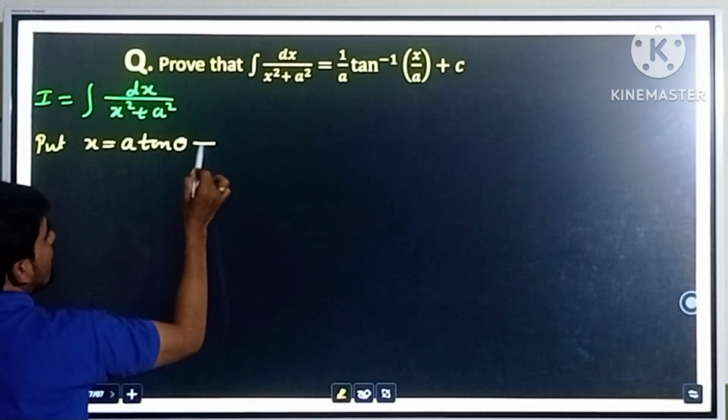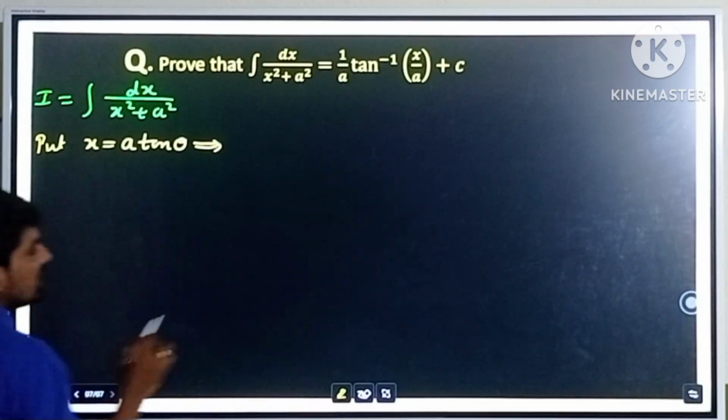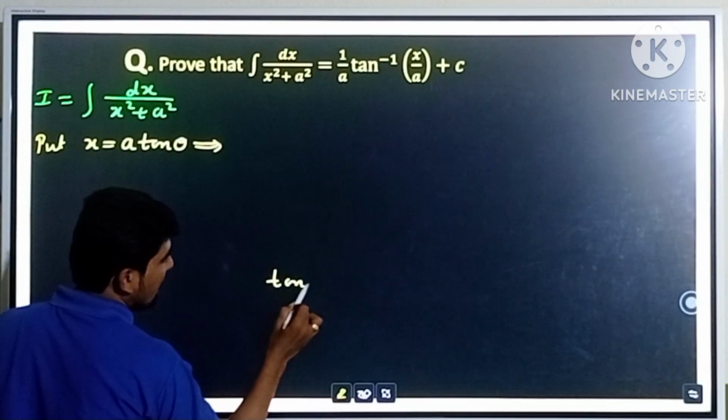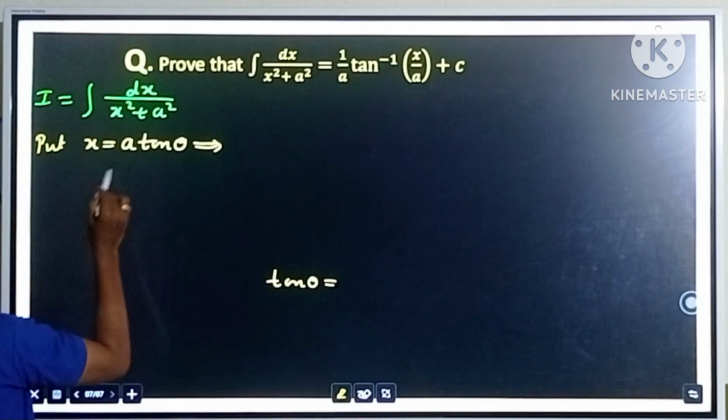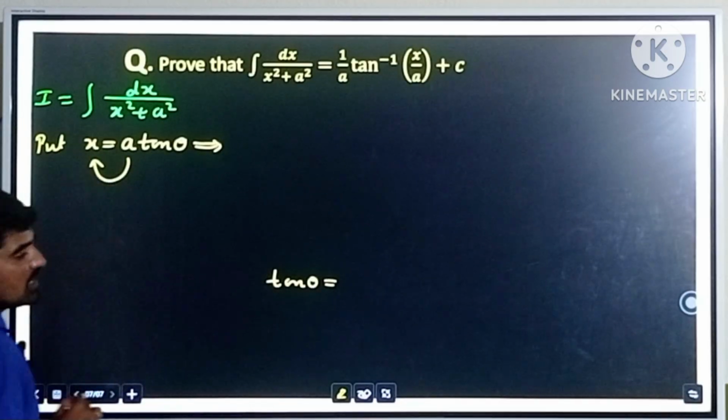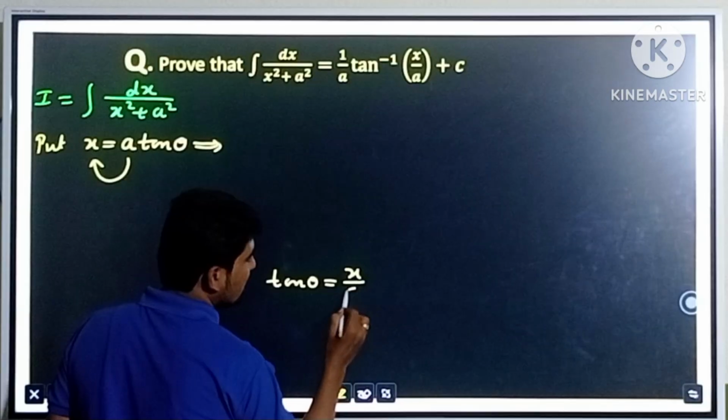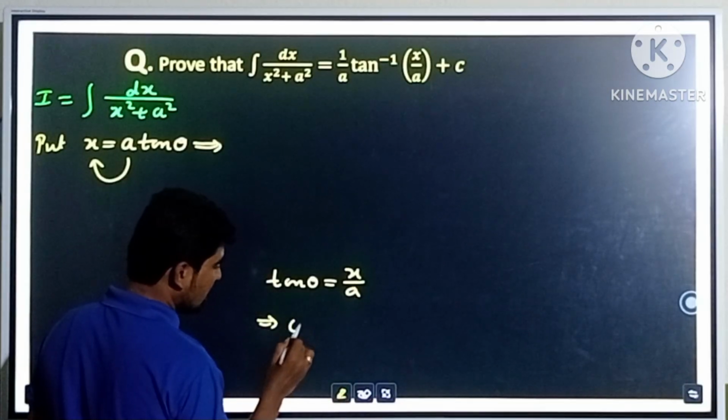Now see here, if x equals to a tan theta, then definitely tan theta is equals to x divided by a. What is tan theta? X divided by a, which implies what is theta?